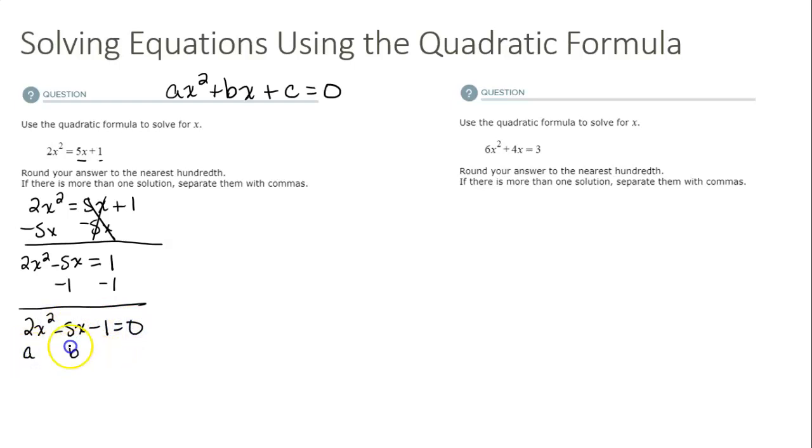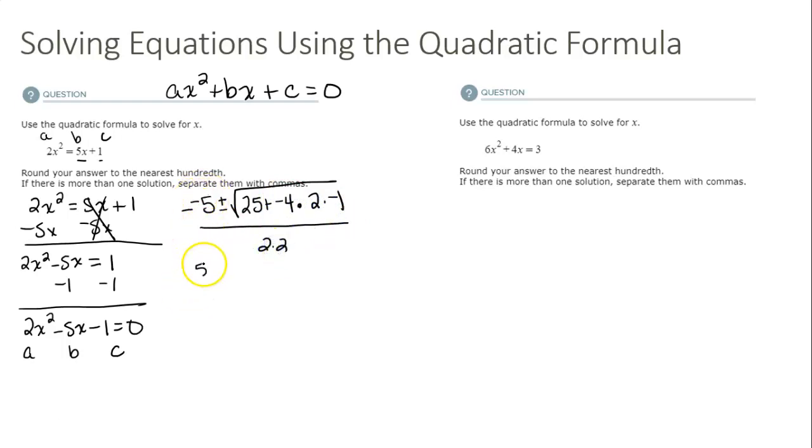This is now my A, my B, and my C. Had I used this as A, B, and C, all of my answers would be wrong because I would have been using a positive 5 instead of a negative 5 and a positive 1 instead of a negative 1. Now I'm ready to substitute in. There's a negative in the formula, and then the 5 is also a negative. Plus or minus the square root of b squared. Negative 5 times negative 5 is positive 25, plus negative 4 times A times C, all over 2 times A.